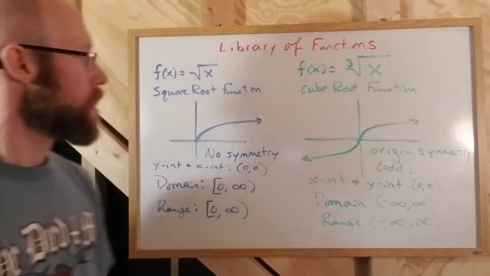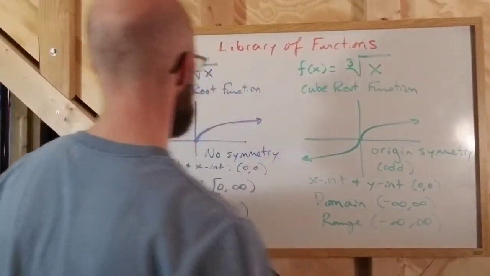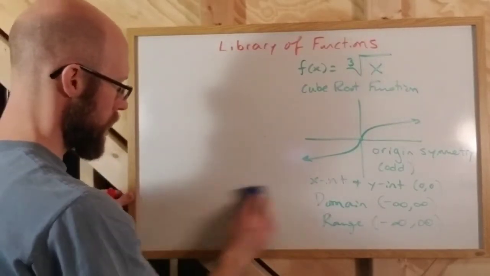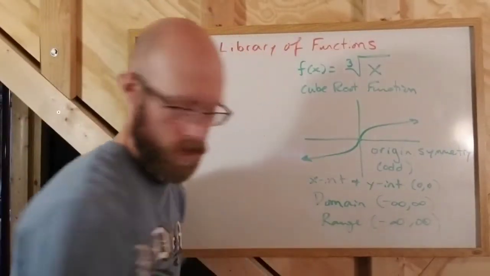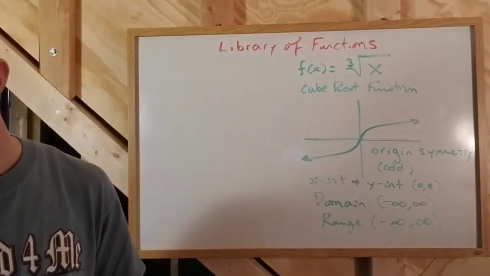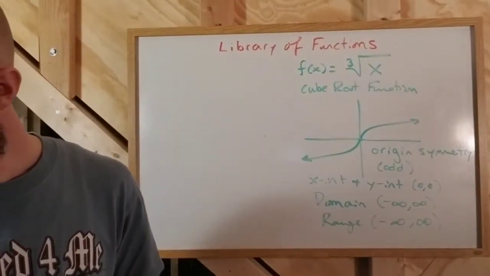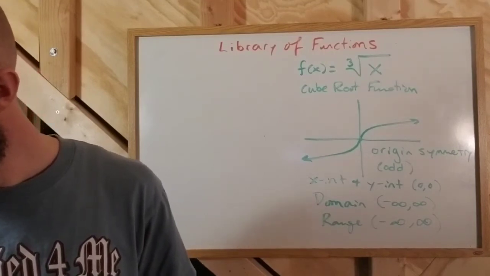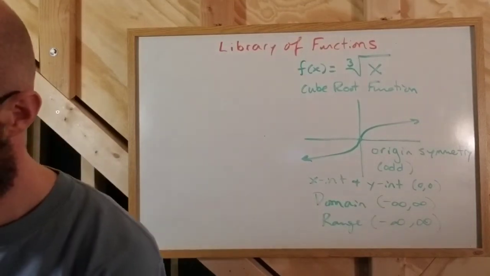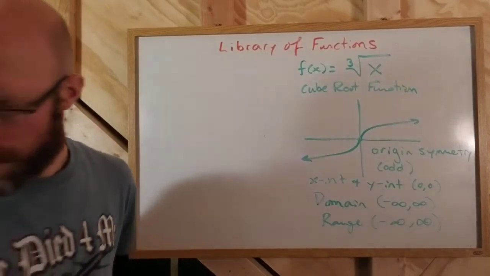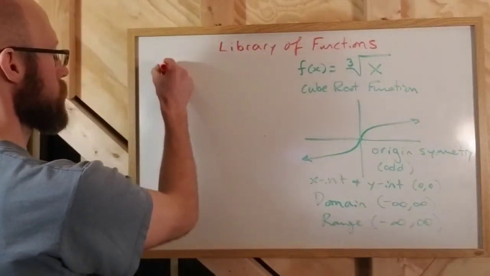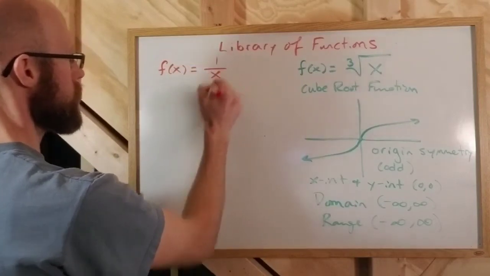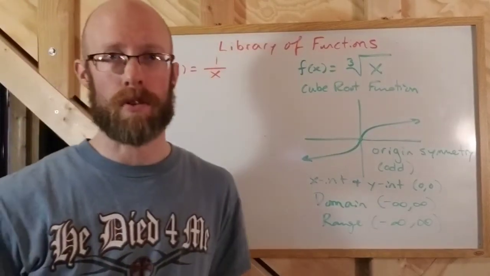All right, so then let's look at another type of function. So we've got our powers, our roots, our lines. Let's see, another common one. I guess the next one I want to talk about is the reciprocal function. f of x equals 1 over x. This is what we call a reciprocal function.